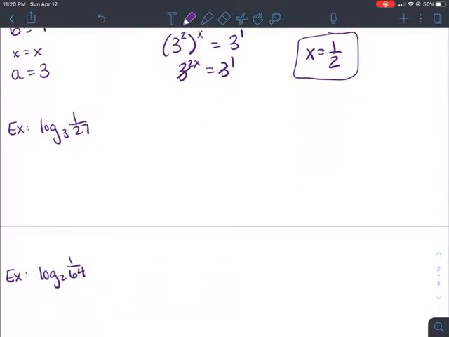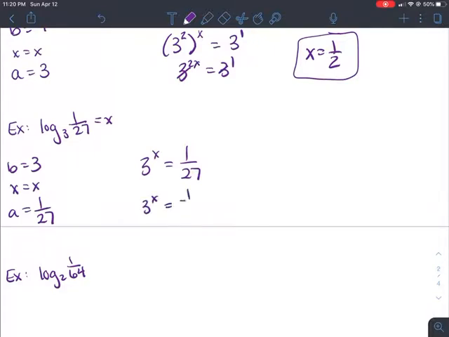So, here we have this equation, and they want us to solve. So we're going to set it equal to x, get b equals 3, x equals x, and a equals 1 over 27. So I get 3^x equals 1 over 27. Now, I have 3^x here, but I need to write 27 as something that I can have a common base with. So I'm going to say 3^x equals 1 over 3 to the power of something.